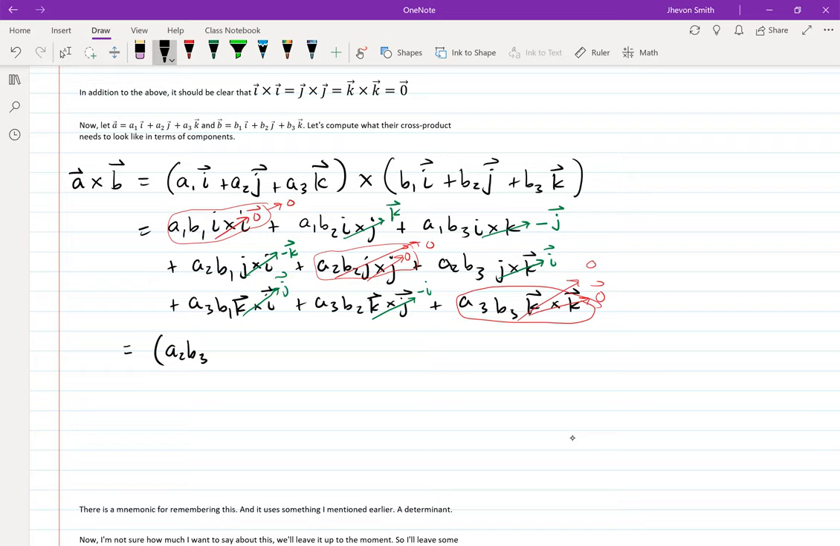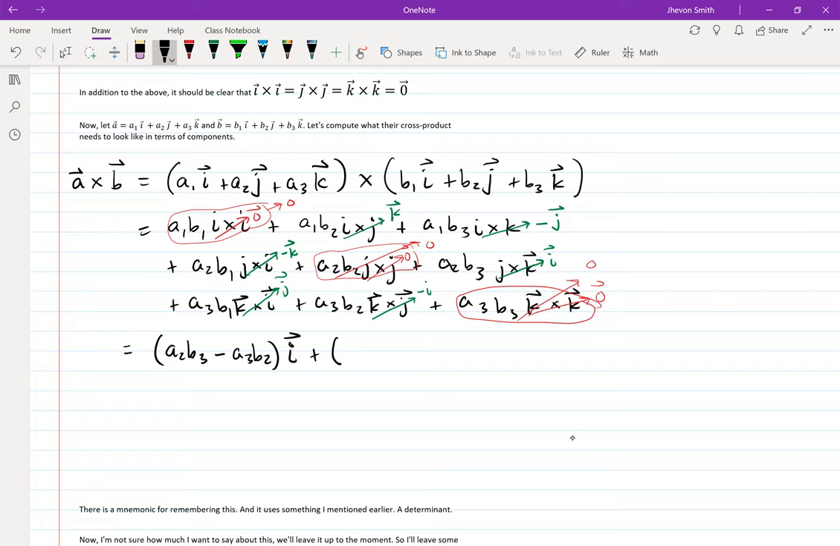Minus a3, b2, times i. Plus, what do I have times k? I have a1, b2. Oh, not k. We want to do j next. So we're going to have j.